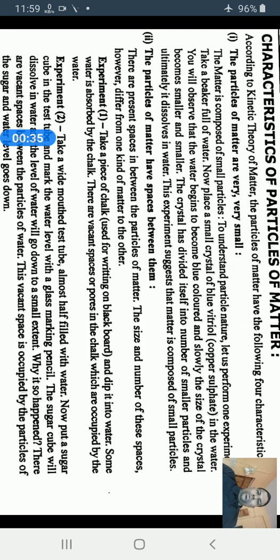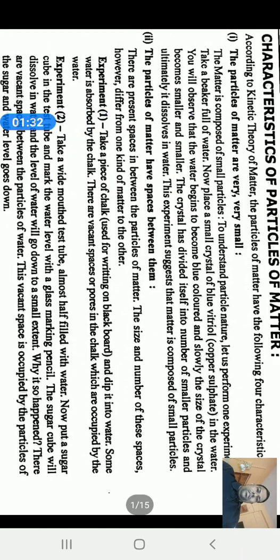So already, according to the kinetic theory of matter, the particles of matter have the following four characteristics. In that, first, the particles of matter are very small. As in the previous potassium permanganate example, I will show it with one slide.